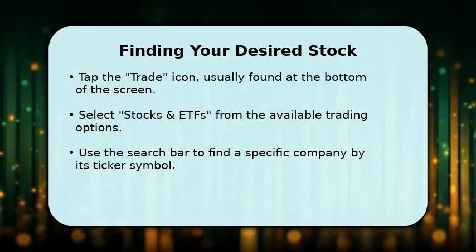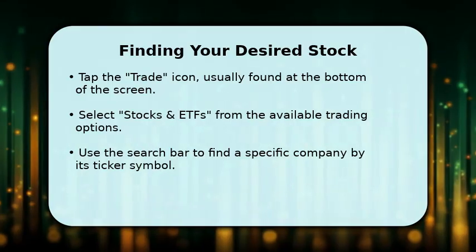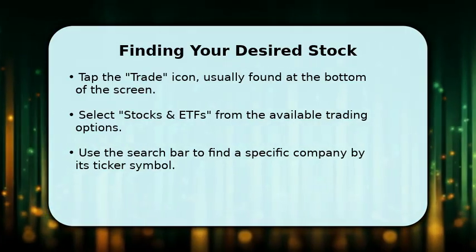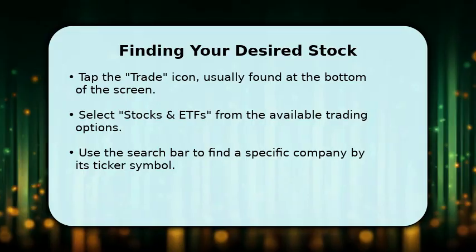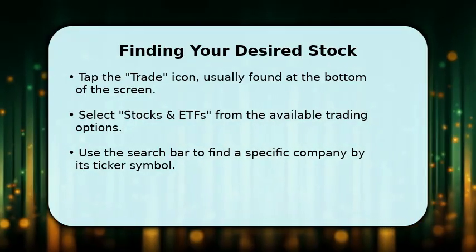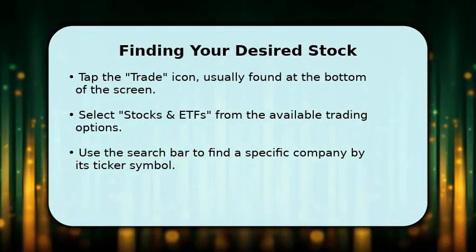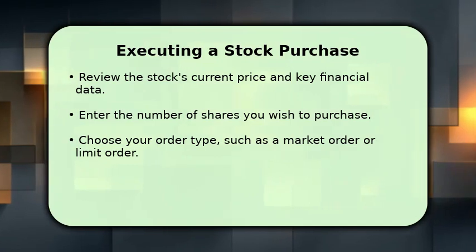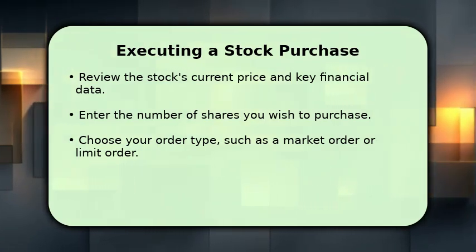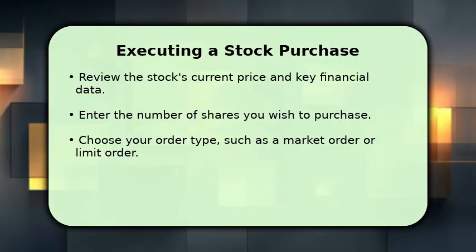Now, use the search bar to find the specific company you wish to invest in. You can search by company name or, more efficiently, by its unique ticker symbol, like AAPL for Apple. After finding your desired stock, you'll see its current price and other important financial details.